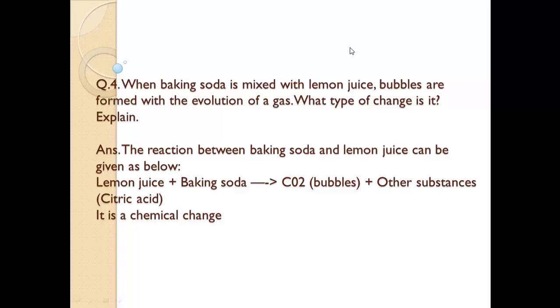Here is question number 4. When baking soda is mixed with lemon juice, bubbles are formed with the evolution of a gas. What type of change is it? Explain. So we know that when baking soda and lemon juice are mixed, a fizzing reaction occurs in which a lot of bubbles of a gas are evolved. So the bubbles of a gas is of carbon dioxide. So here is the word equation. Lemon juice plus baking soda will give you carbon dioxide plus some other substances. So the chemical name of lemon juice is also given. It is citric acid. As new products are formed during this chemical reaction, it is a chemical change. Hope you understood it clearly.